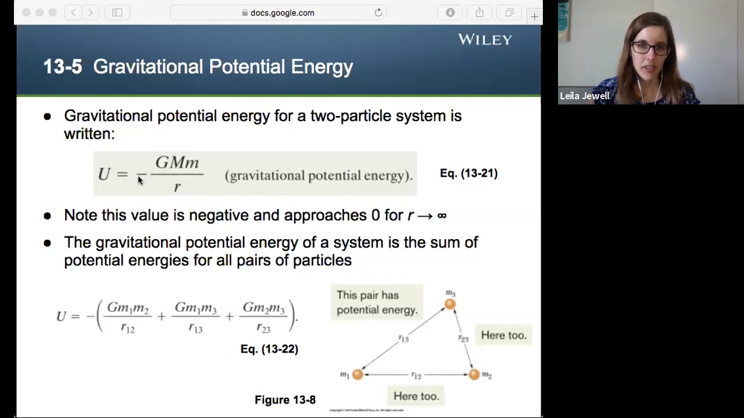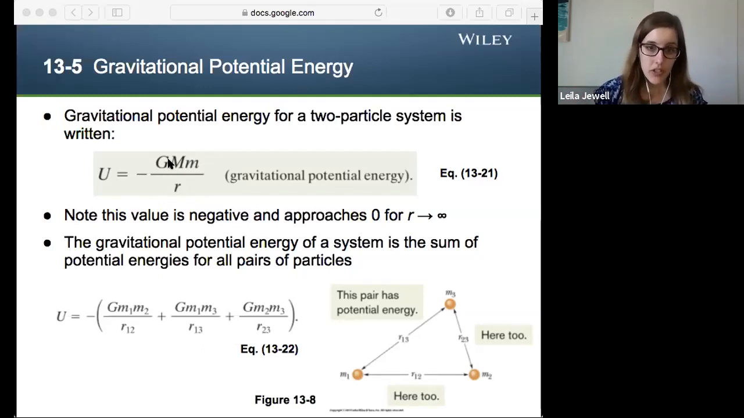What does this mean? Well, because it's negative, as the objects get closer and closer together, the potential energy gets smaller and smaller. It becomes more and more negative. As they get further and further apart, as r approaches infinity, because r is in the denominator, the magnitude gets smaller, but it's becoming less negative. It's approaching zero. So moving them further and further apart, you're actually increasing the potential energy.